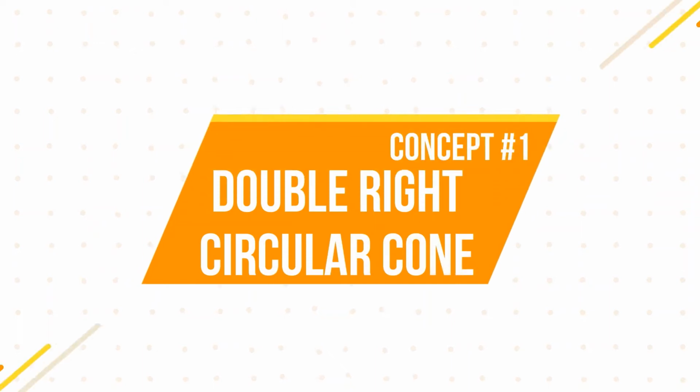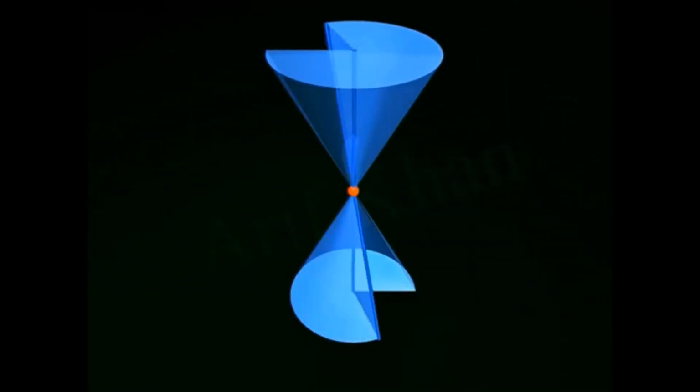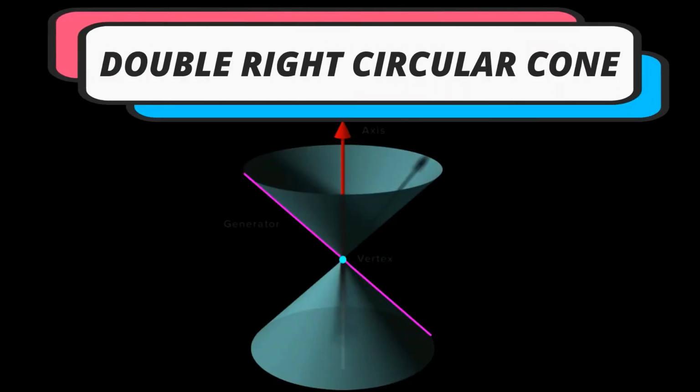Let's begin with the concept of the double right circular cone. When a straight line intersects a vertical line on a fixed point and rotates about that point, the surface created is called a double right circular cone.